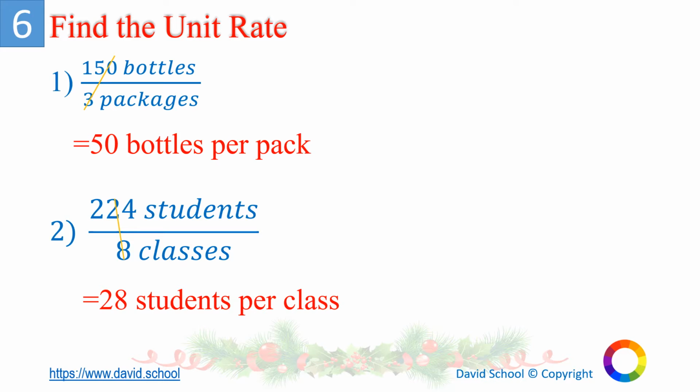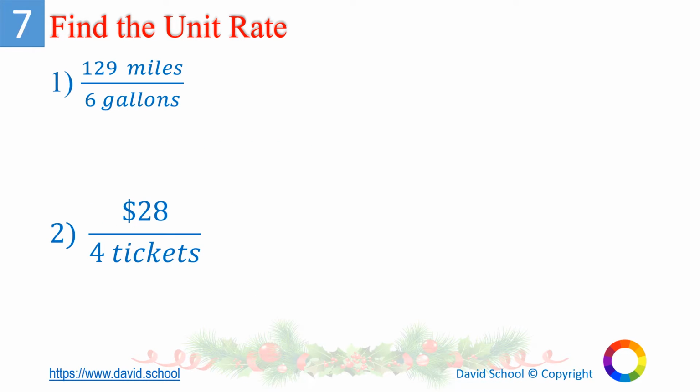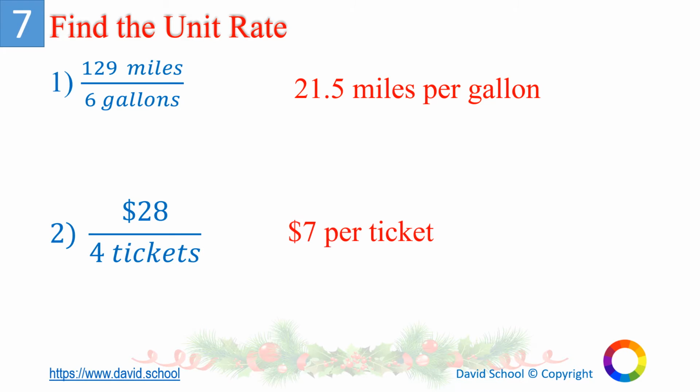Let us see some more examples. 6 gallons of gasoline gives a mileage of 129 miles, which means if we divide 129 over 6, we get 21.5 miles per gallon. 4 tickets cost $28, which means $7 per ticket.